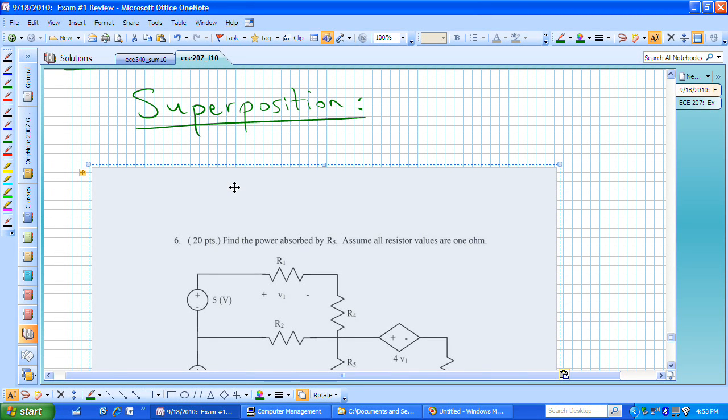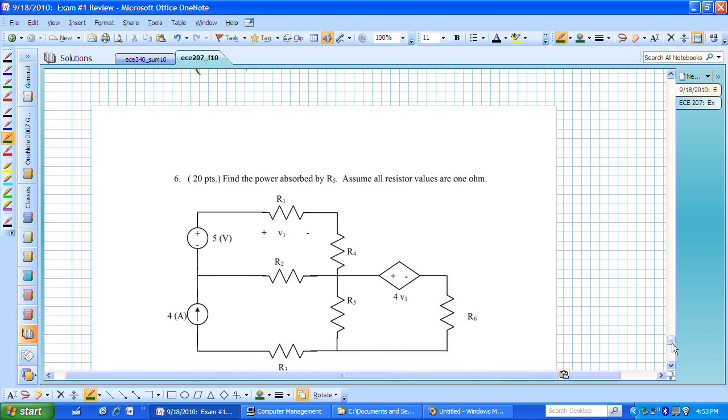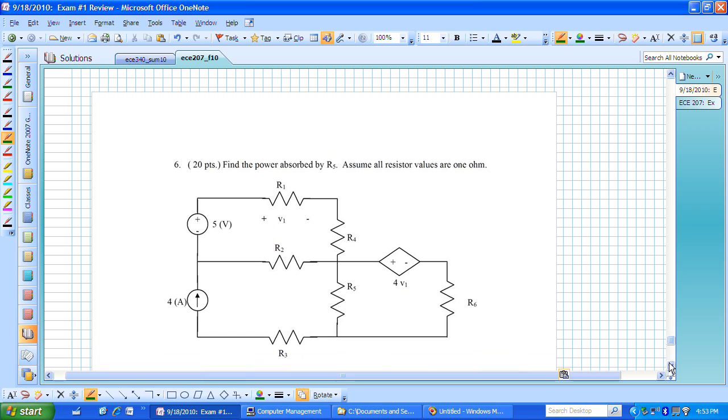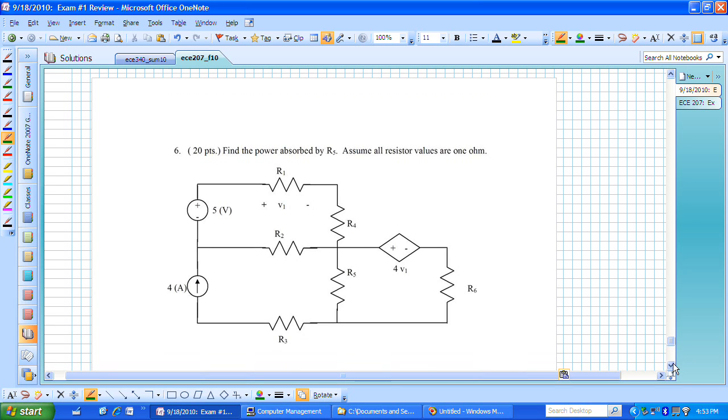Let's now work a superposition problem, and in particular, why don't we go back to problem number 6 from an old exam, exam number 1 from the summer of 2007. Let's change it around just a little bit, it's not that much, but let's say that we want to find this current, I sub 5, in that defined direction flowing through R sub 5, and we want to do that by using superposition.